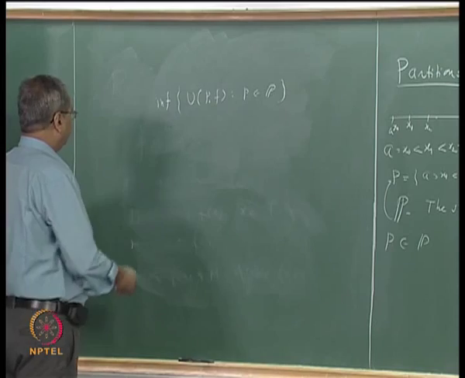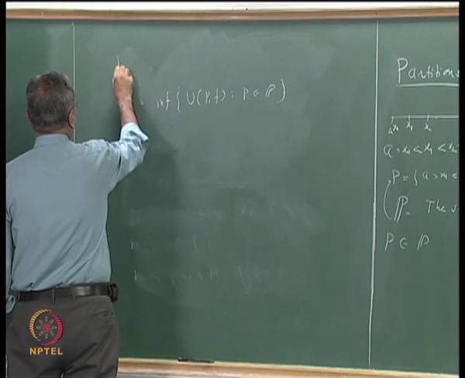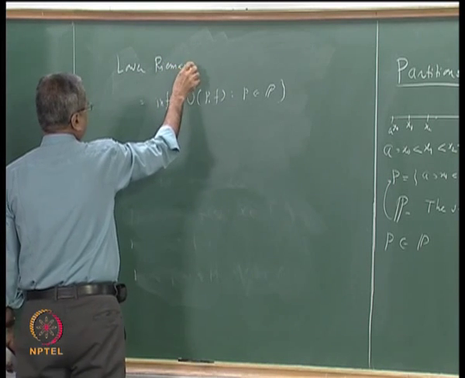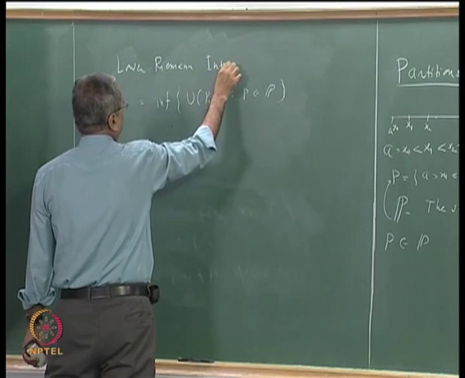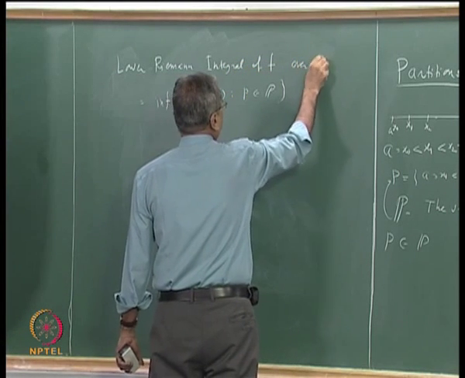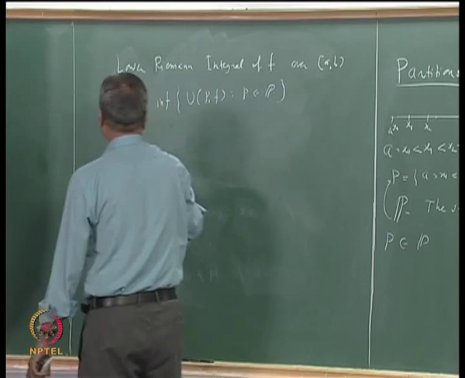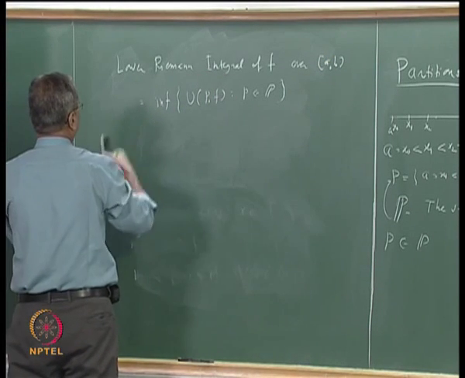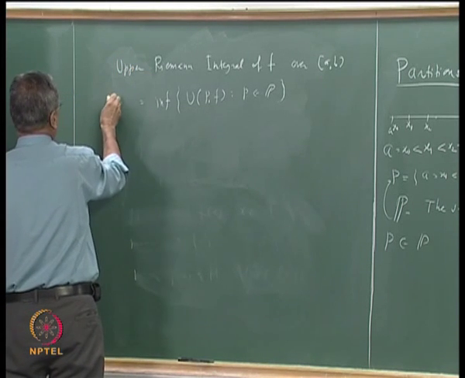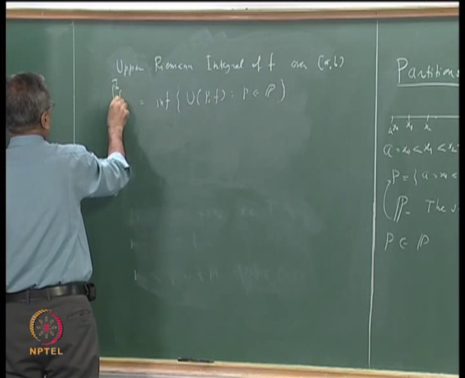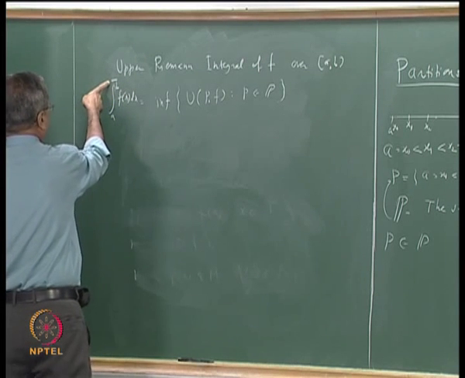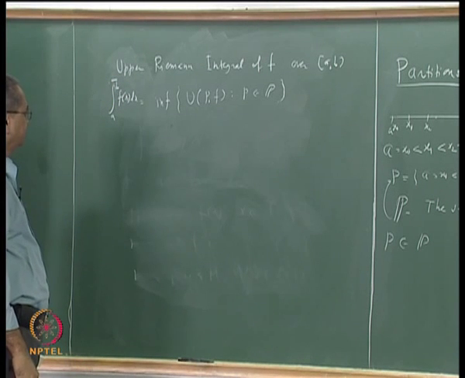This infimum is a real number, and it is called the upper Riemann integral of f over the interval a b, okay, and it is denoted by this, integral a to b f(x) dx. This bar above the integral sign denotes the upper Riemann integral, okay.